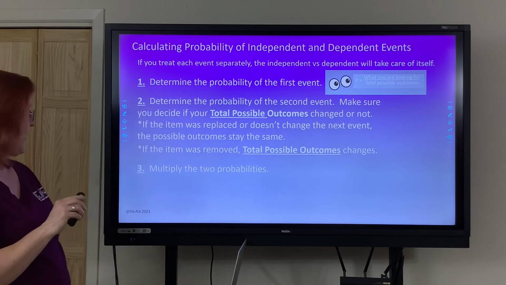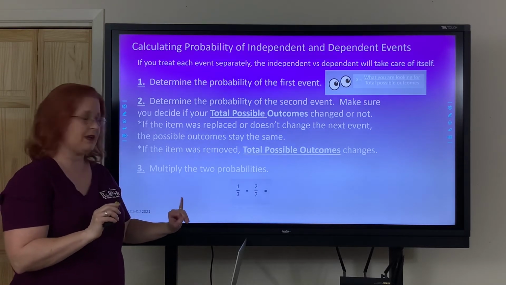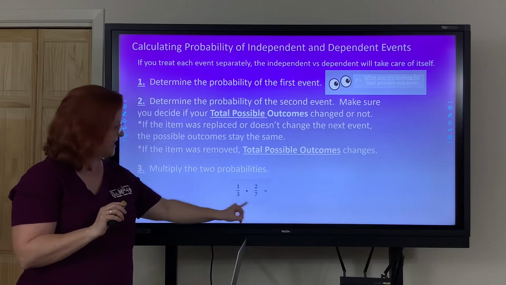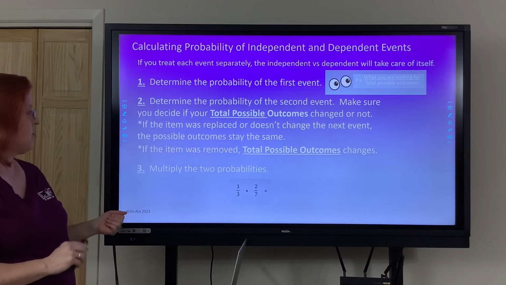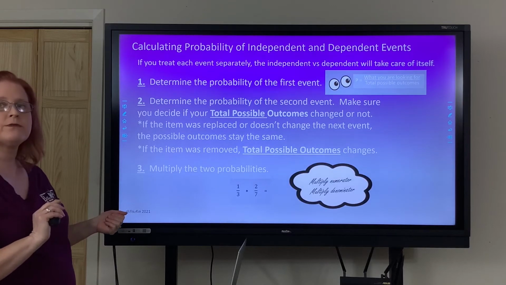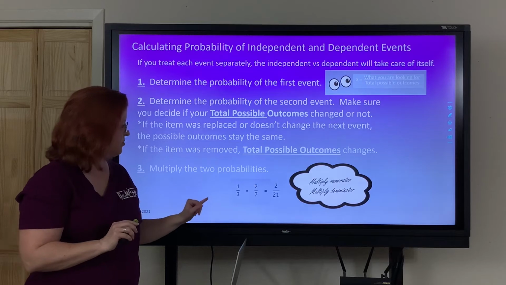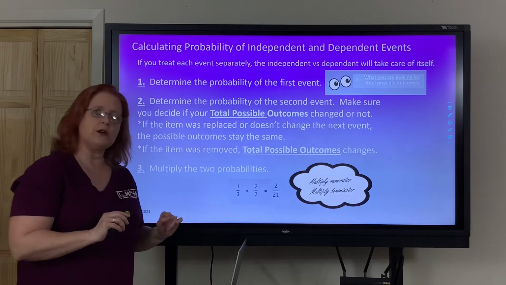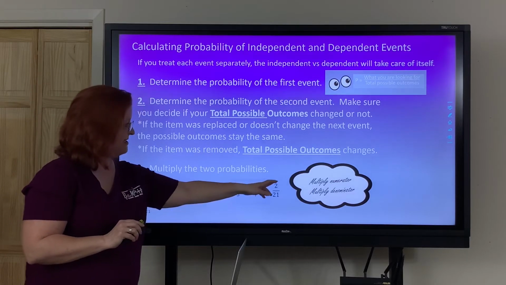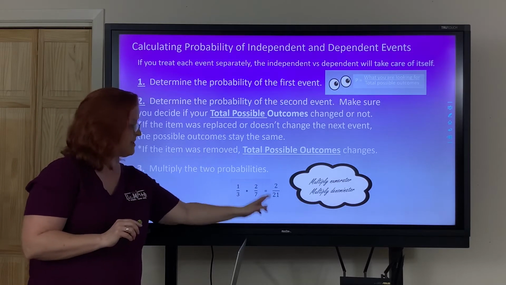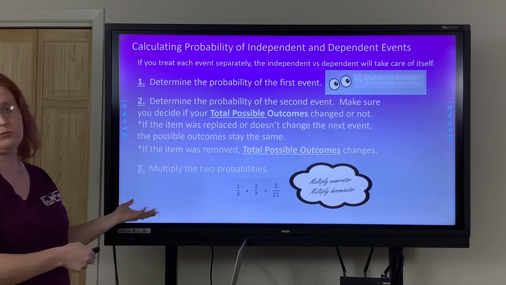So let's just say I have these numbers. I have the probability of 1/3 of something happening and the probability of 2/7 of something happening. How do I deal with those fractions? Well, you just multiply the numerators, multiply the denominators. So 1 times 2 is 2, and 3 times 7 is 21. And so this event is only going to happen 2 out of 21 times that the experiment was performed.